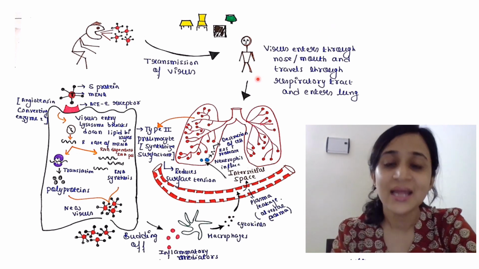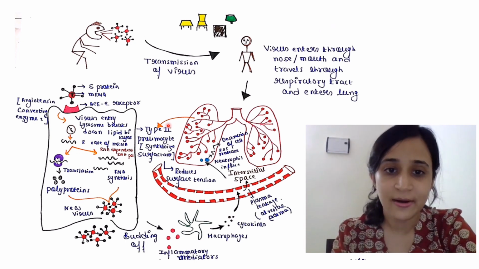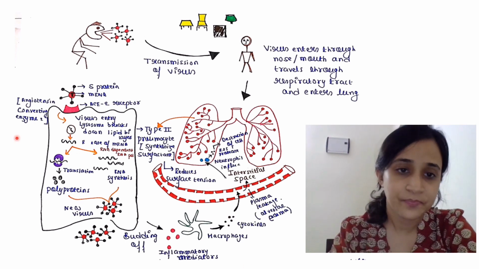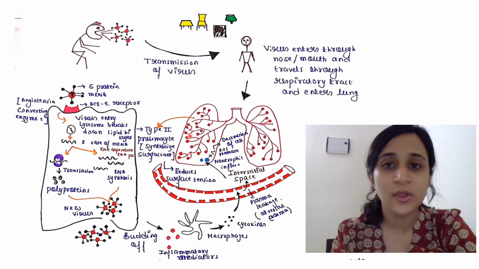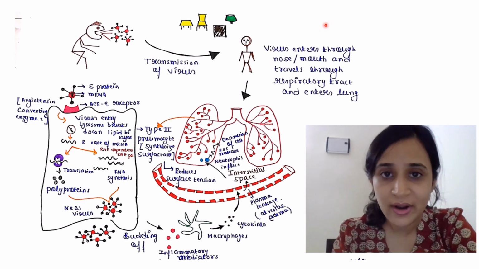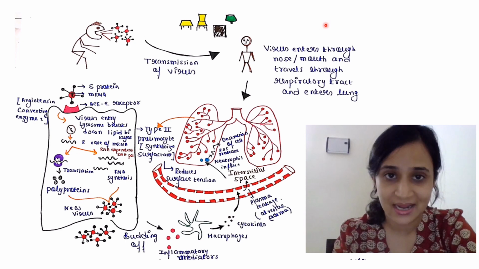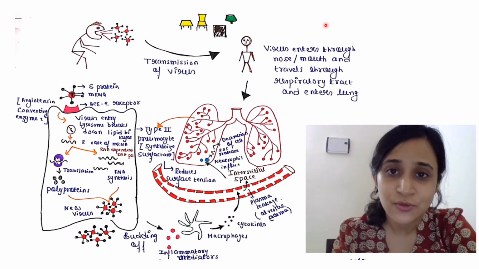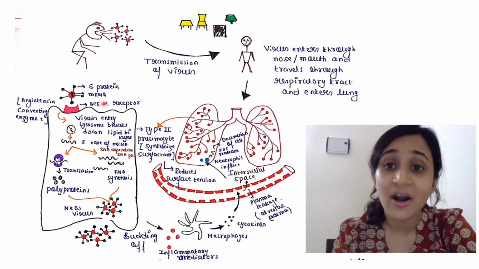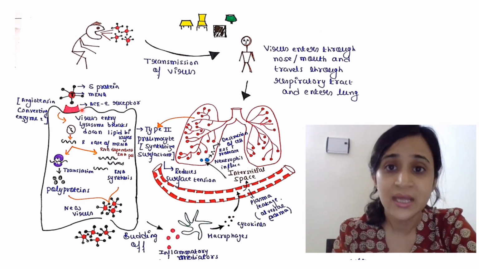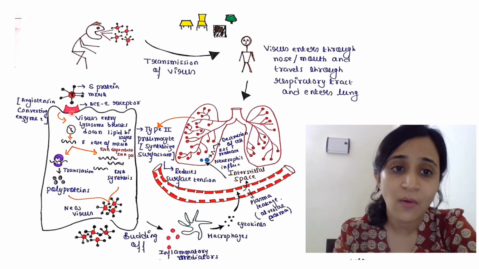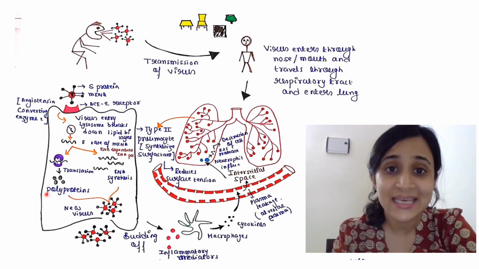Now, in the lung, type 2 pneumocytes are there. This is the cell, this is the cell, this is the type 2 pneumocyte. So, in the lung, these type 2 pneumocytes are there, as I have already talked about them in the previous slide. Now, these type 2 pneumocytes are the target of coronavirus. Why? These cells have ACE2 receptors, that is angiotensin converting enzyme 2. These ACE2 receptors are found in the cell membrane of these cells.